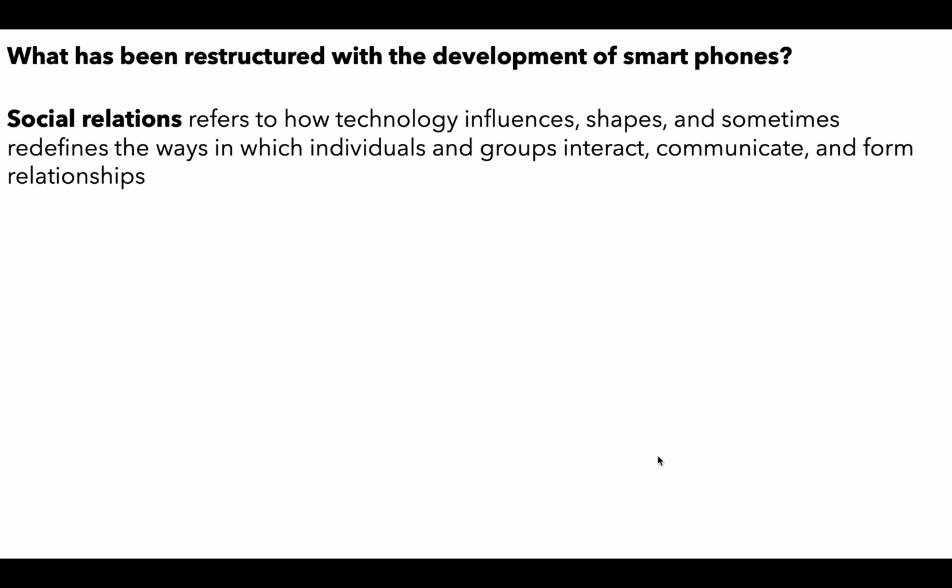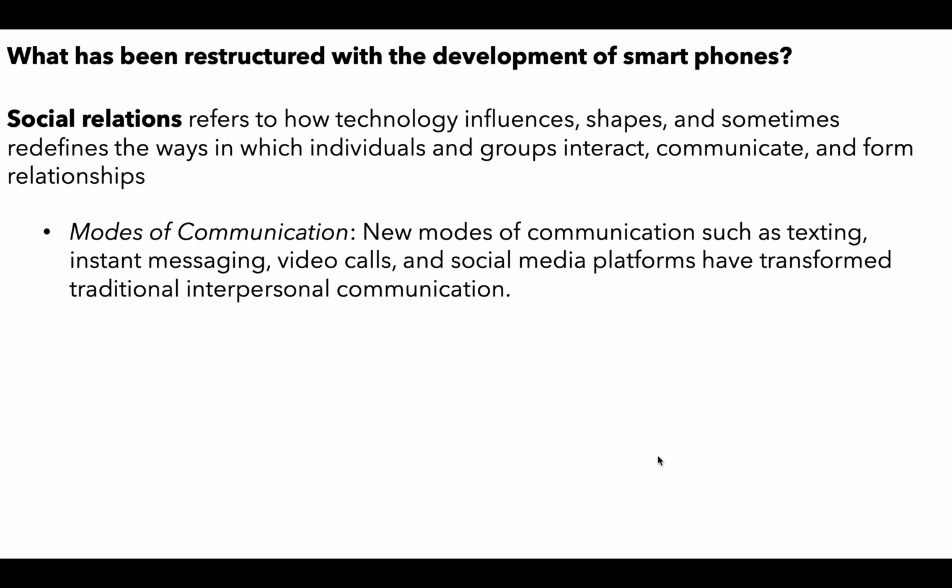How has this redefined our social relationships? This could refer to how the technology you're looking at influences or shapes or redefines the way that individuals and groups interact, communicate, and form relationships with each other. So, a smartphone offers new forms of communication: texting, social media messaging, video calls. Those have all transformed interpersonal communications.